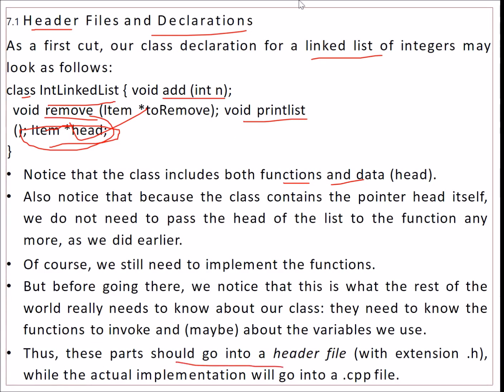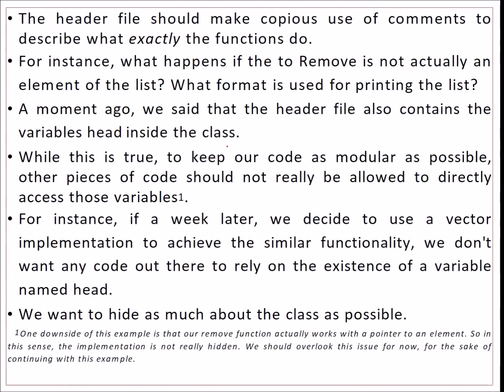These parts should go in a .h header file, while the actual implementation of all these will go in a C++ file. The header file should make use of comments to describe what exactly these functions do, and it should be self-explanatory. The header file also contains the variable head inside the class, as we have just seen.